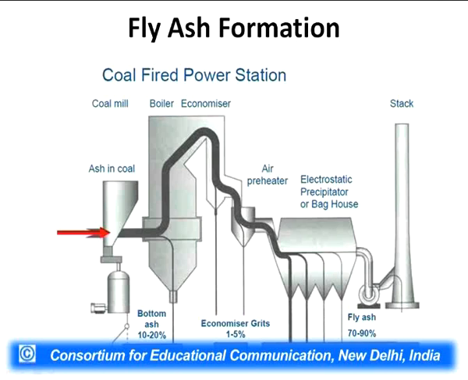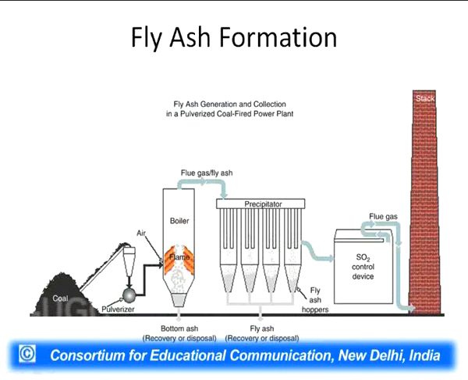It forms 10 to 20%, and while going from the boiler to the electrostatic precipitator, some of the fly ash is again separated. It forms 1 to 5%, and the remaining 70 to 90% is separated with the help of electrostatic precipitators. This is again a complete picture of the same process.